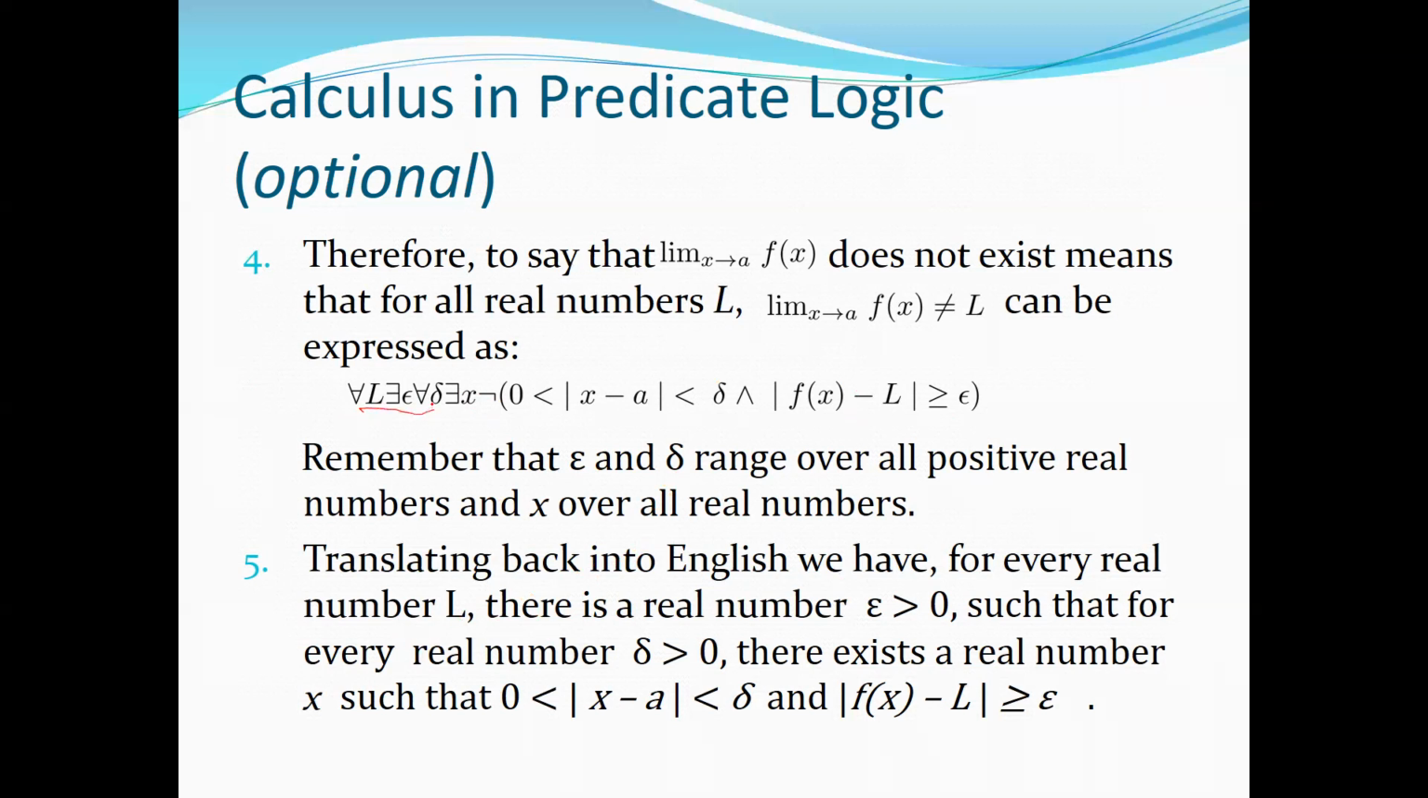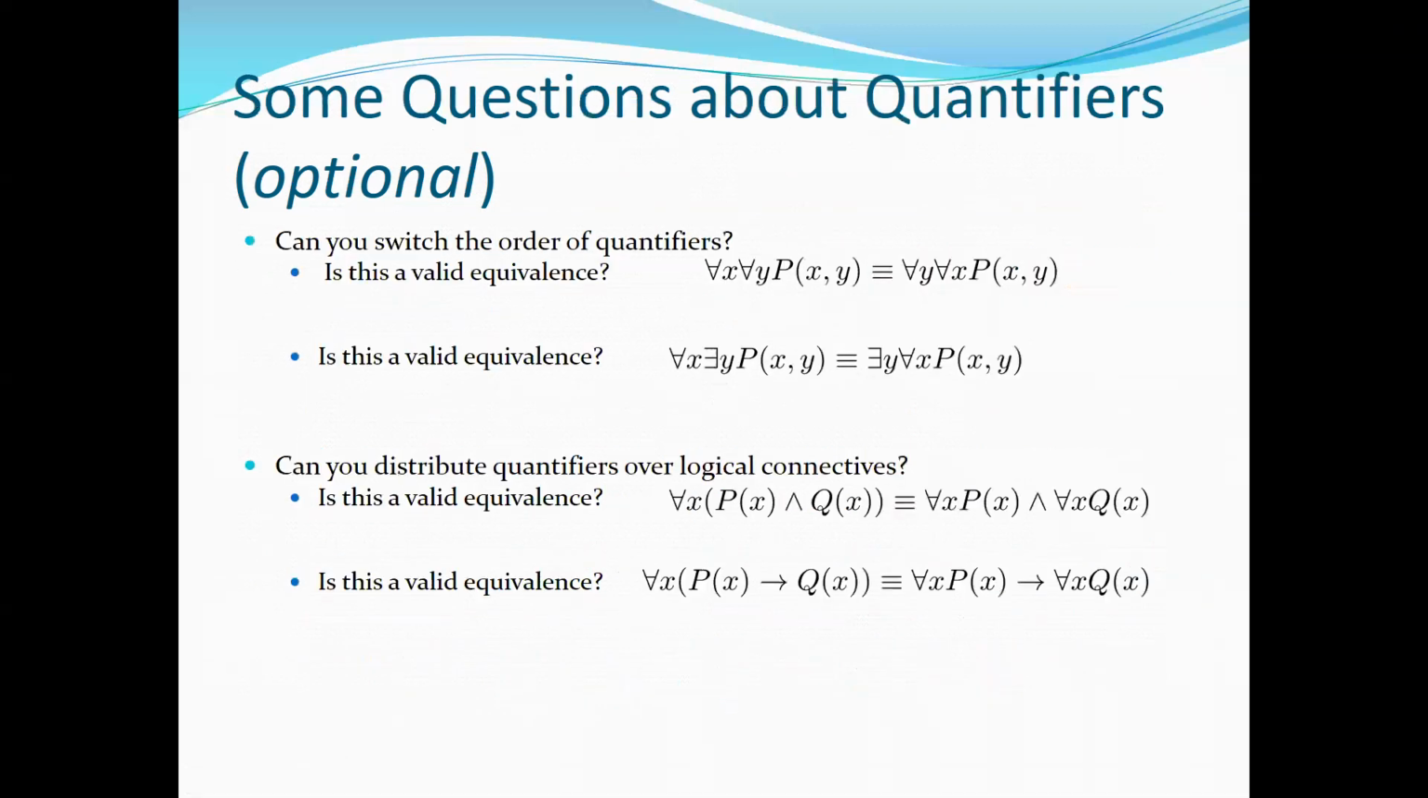Now we are translating this back into English. For every real number L, there is a real number epsilon greater than 0, such that for every real number sigma greater than 0, there exists a real number x such that x minus a is greater than 0, and x minus a is less than sigma, and f of x minus L is greater than or equal to epsilon. So this is just to give you the idea of how we are using the negation with the nested quantifiers. Okay, some questions about the quantifiers.